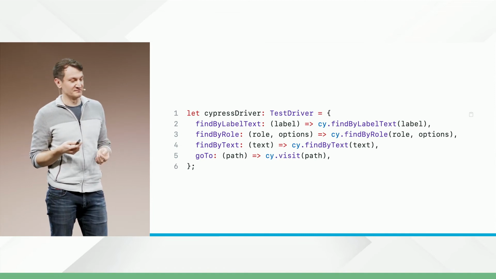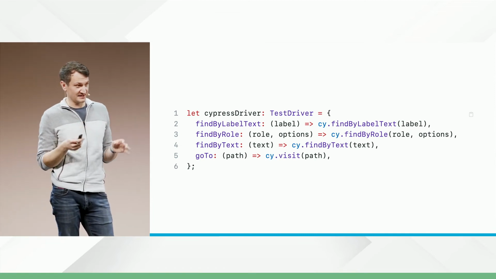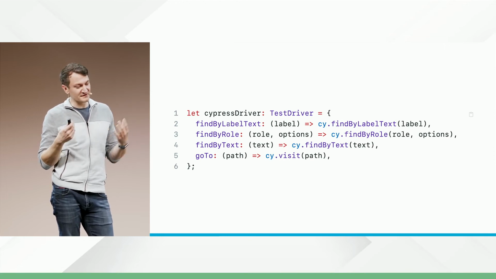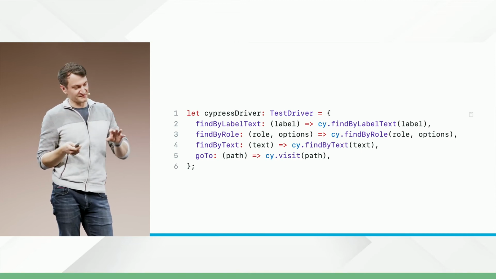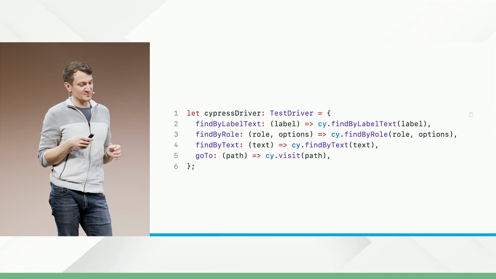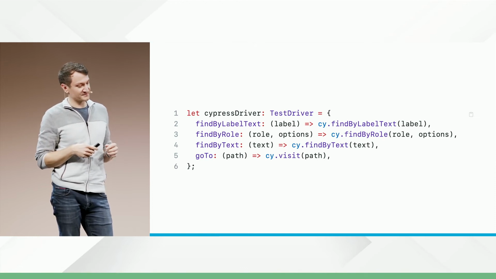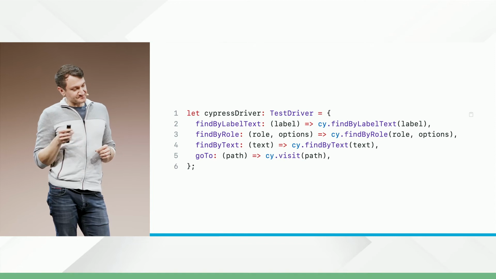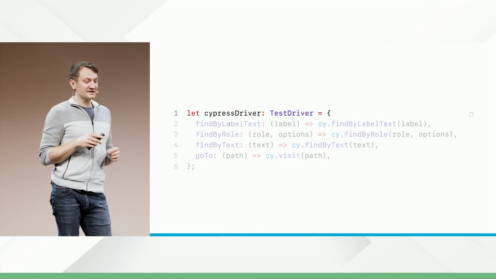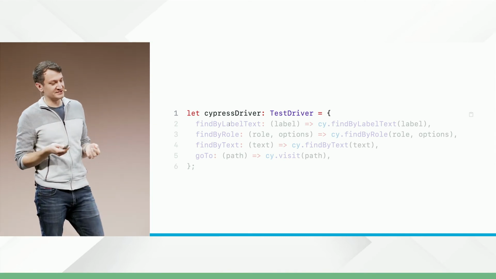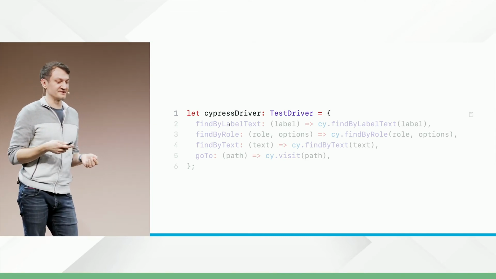In this case, we have a Cypress implementation, and I have to say, it's very simplified code. But if you want to find out more, on the last slide, there's a link, first of all, to all the slides, and also to a GitHub repository with some working code and with real examples. So in the first line, we implement the test driver that we saw previously. So this means we need to implement all of the methods the test driver specifies.